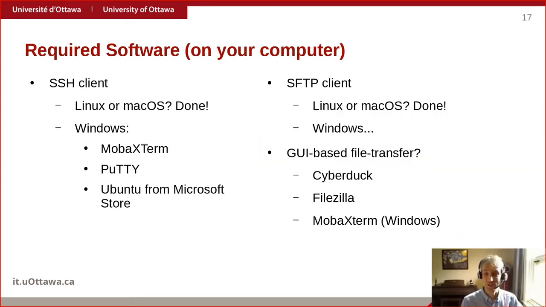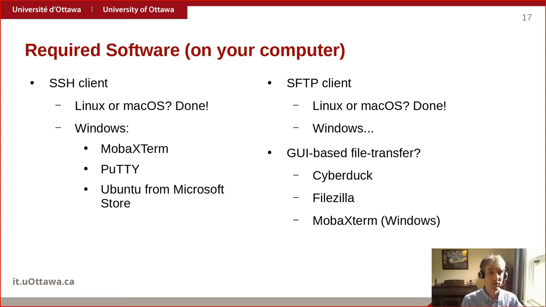So the software that you need to have on your own computer: you need the SSH client, which you need to connect to this cluster in the first place. And you need the SFTP client, which you need to transfer data back and forth. So if you're on Linux or macOS, then you're already done. They both come with an SSH client and an SFTP client. So you're already good to go.